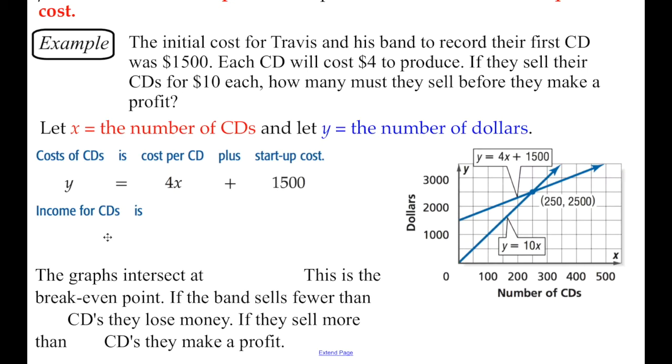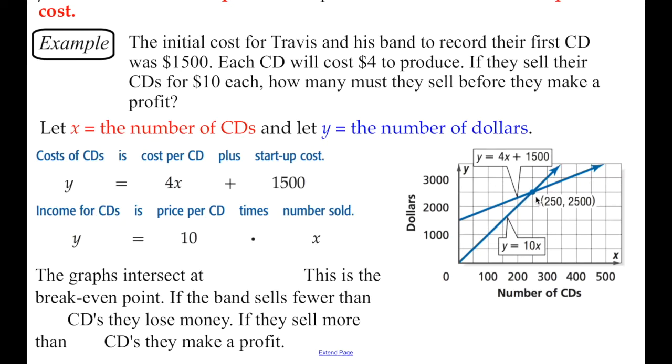The income is what we're going to call Y. So the income in this one is $10 for each CD times how many they sell. So that's how much money they bring in. This is how much money goes out. So we want to know, when are those two equations equal?